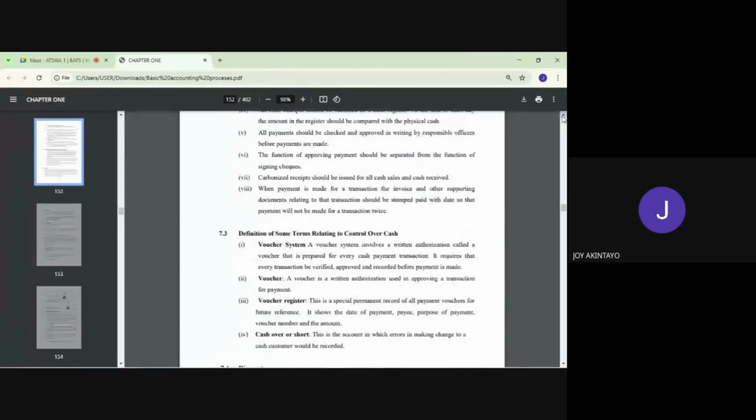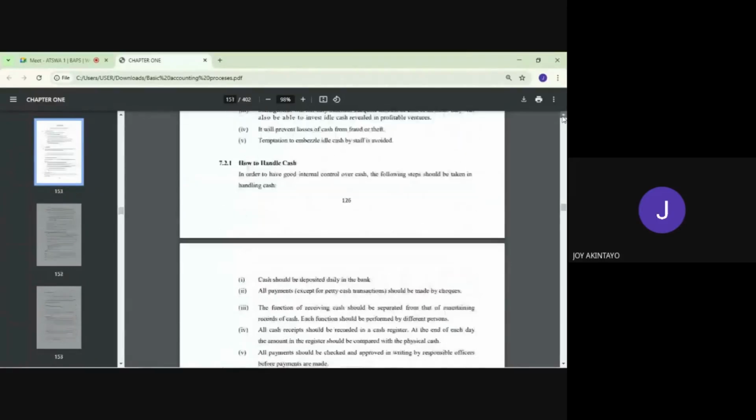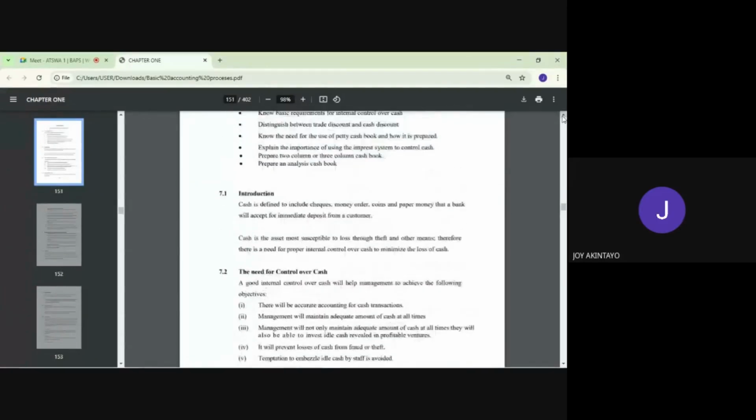Most of what we have here has been explained before, so let me just put us through. Now we have the need. Why do we need cash? What is cash? Cash is defined to include anything that can be used as a mode of transaction, that you can exchange with goods. Are we together? As a means of what? Transaction.